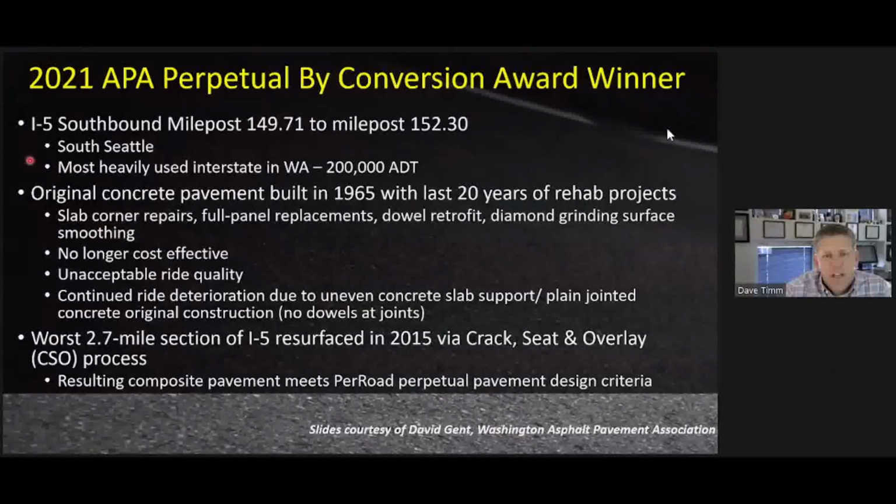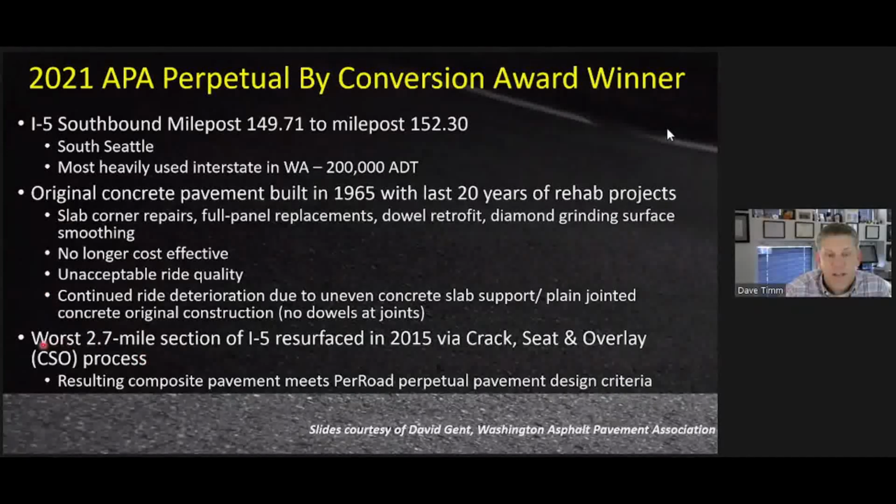Most heavily used interstate in Washington. It was an old concrete pavement. They had 20 years of rehab projects and all the things that you expect to see in a deteriorating concrete pavement. Panel replacement, dowel retrofit, the whole menu of things was being done to it. And basically, Washington State DOT got to a point where it's not really cost effective to continue to rehab it. Ride quality was getting unacceptable, and they were continuing to have deterioration on the pavement section.